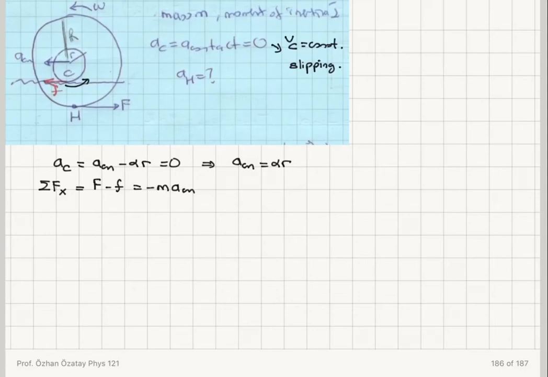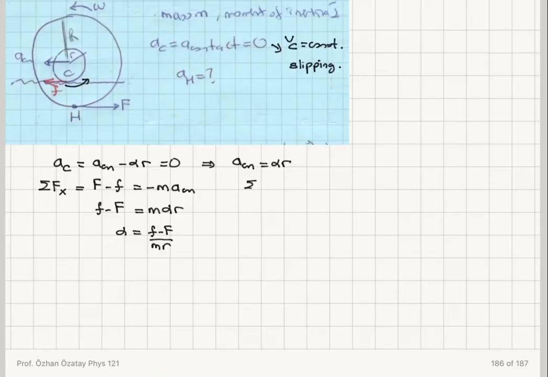F minus capital F is equal to mass m times the center of mass acceleration. So this is going to give me F minus capital F is equal to m times alpha r. So I will find alpha is equal to F minus capital F divided by m r. That's my angular acceleration.